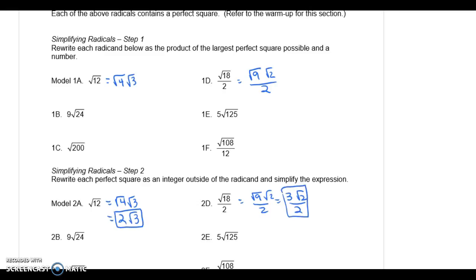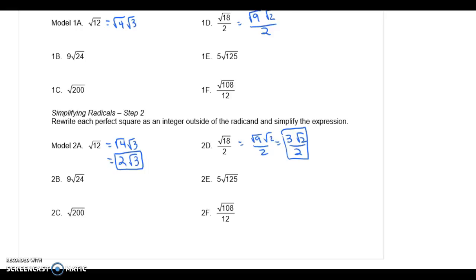Let's look at letter E, which I think is a little bit more challenging because of the fact that we have that 5 out there already. So when we take 125, we can break that down into 25 and 5. Again, radicands. The square root of 25 becomes 5. So we're going to have 5's all over the place here. And this is what we essentially get. Now that number that was already out there, we multiply by what we bring out. So 5 times 5 is going to be 25 times the square root of 5.